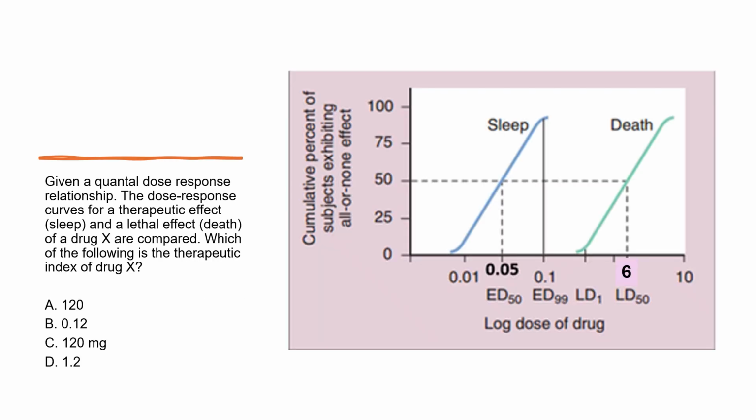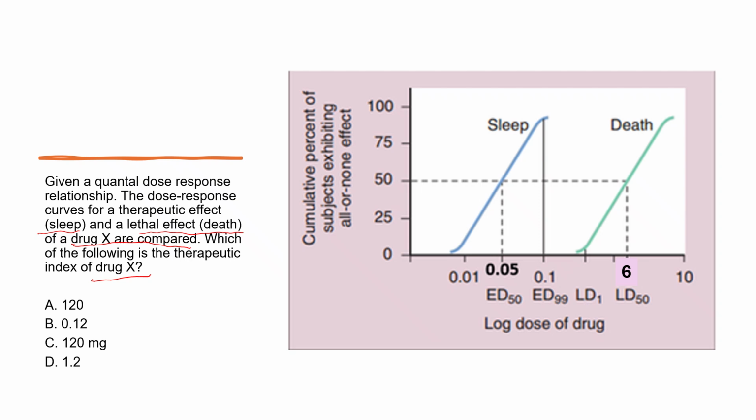So let's do some application exercise here. You are given a quantal dose response relationship. The dose response curve for the therapeutic effect is sleep and the lethal effect is death for drug X. Which of the following is the therapeutic index of drug X? We know how to calculate it. So pause the video and come up with your answer, and we'll work on the explanation. I hope you get the answer.